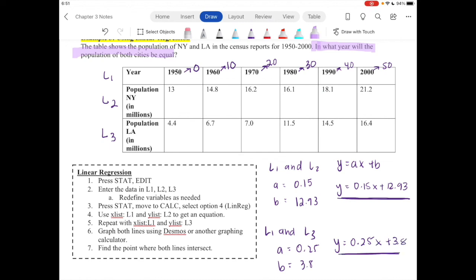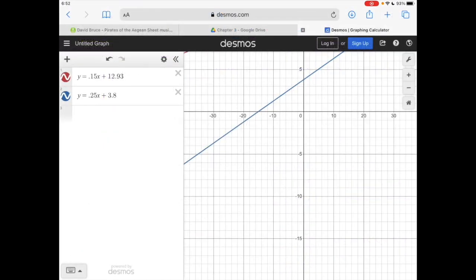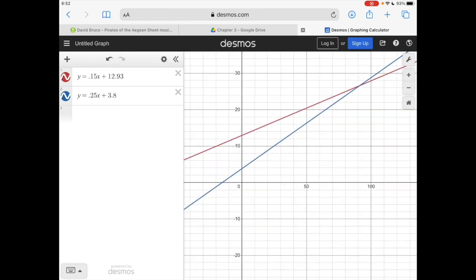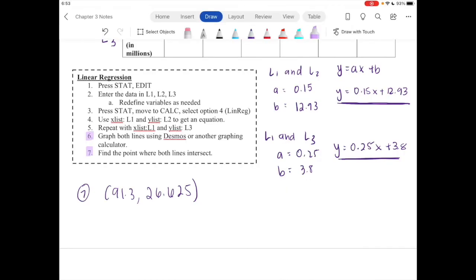Now we're ready for step number 6, which says we're going to graph both lines using Desmos, and then step 7, we'll find where they intersect. After I typed both equations into Desmos, this is what I got. I'm really only seeing one line, so I'm going to zoom out to see both of them. Then I'm going to look for where they intersect, and if you tap on it, this point will appear. Tap on the point, and that gives us our solution. So our intersection point is at 91.3 and 26.625.